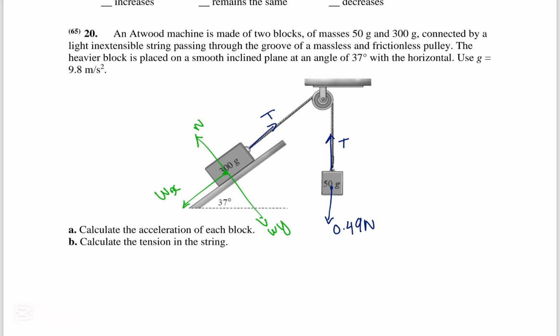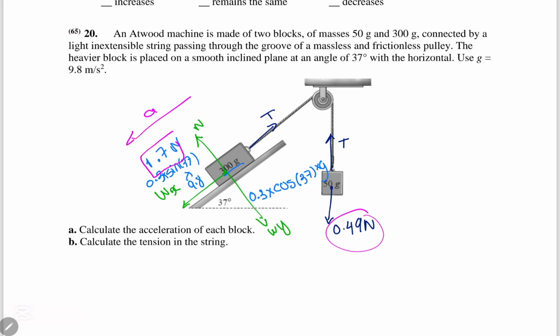So wy, very simply, is going to be m. Let's call this capital M, and m at 0.3. So 0.3 times cosine 37 times g. And here it will be wx, 0.3 times sine 37 times g, which is 9.8. It gave me as an answer over here 1.7 newtons. So now we need to pay attention to the acceleration. Here, my weight is greater than my weight here. So now my acceleration is going to be in this direction.